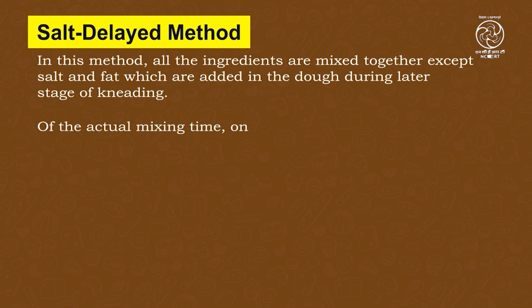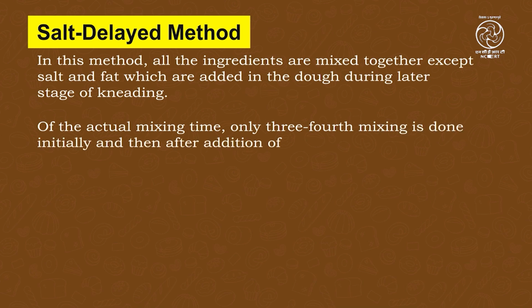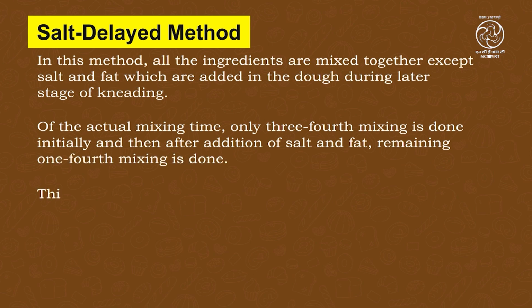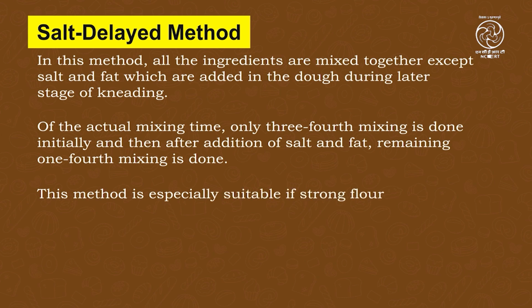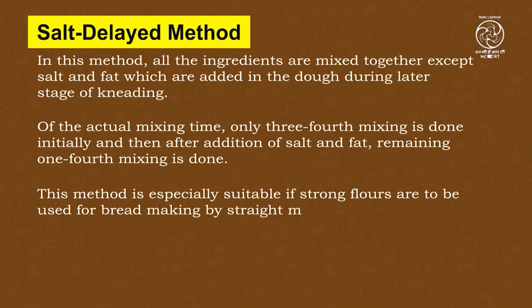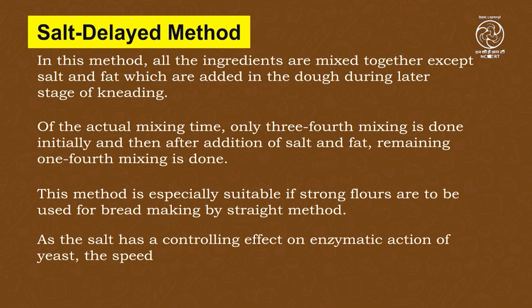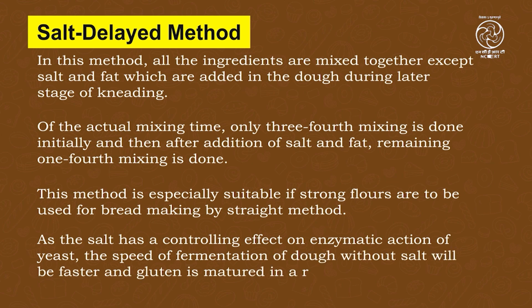Of the actual mixing time, only 3/4 mixing is done initially, and then after addition of salt and fat, remaining 1/4 mixing is done. This method is especially suitable if strong flours are to be used for bread making by straight method, as the salt has a controlling effect on enzymatic action of the yeast. The speed of fermentation of dough without salt will be faster, and gluten is matured in a reasonably shorter time.